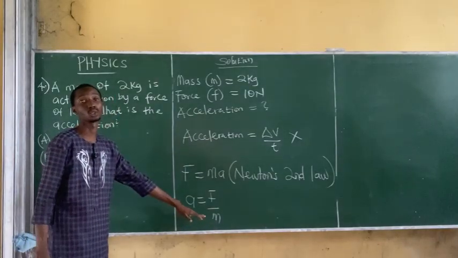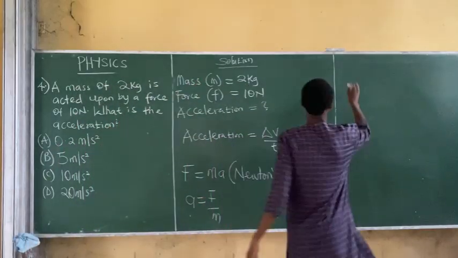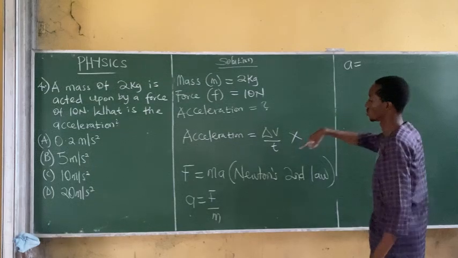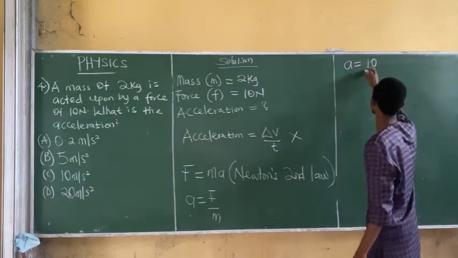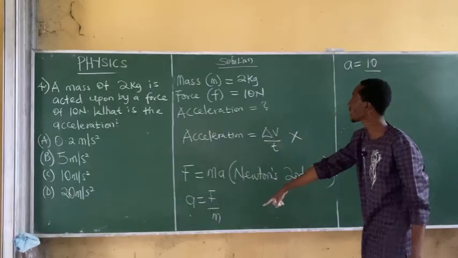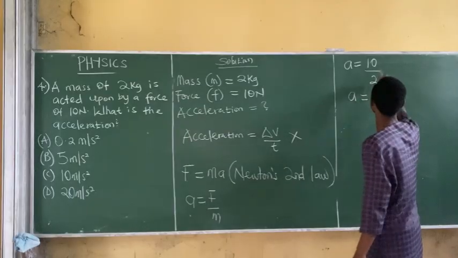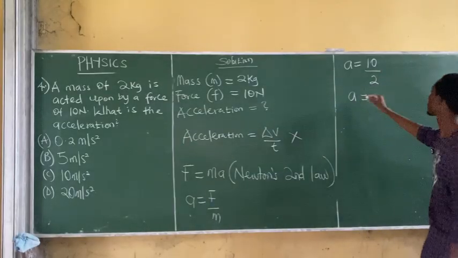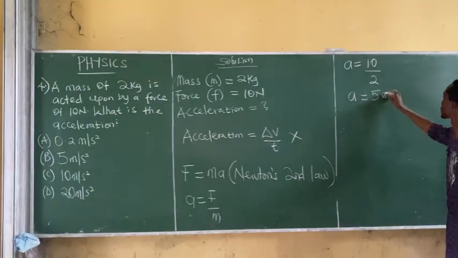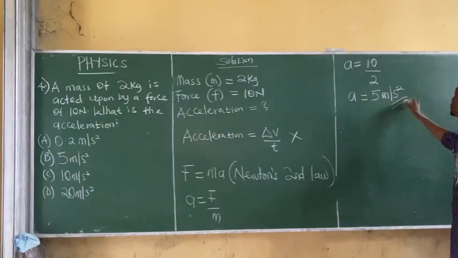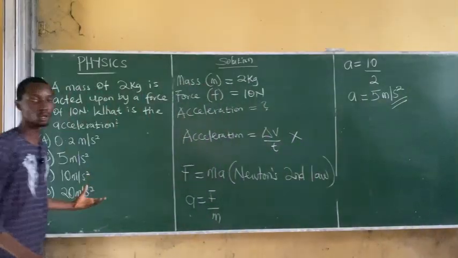Now we have made acceleration the subject of formula. Let's substitute these values into this equation. We have that A, acceleration, is equal to F over M. Our F here is 10 newtons, divided by our M, which is 2 kg. So A is equal to 10 divided by 2, which gives us 5. Don't forget, the unit for acceleration is meters per second squared. So the correct option here is option B, 5 meters per second squared.